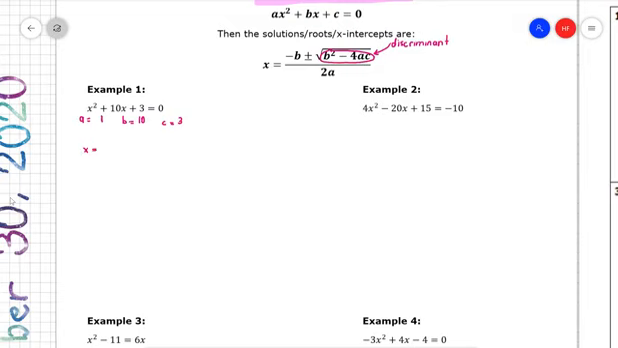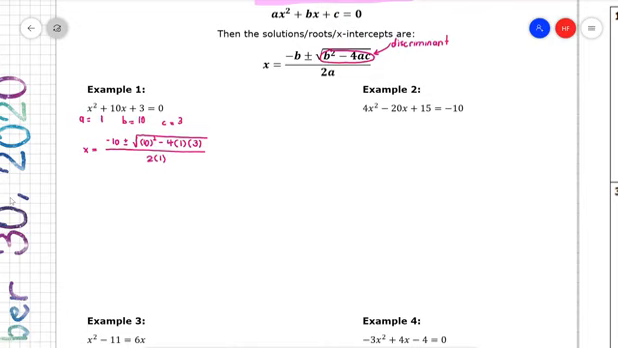X equals negative b plus or minus the square root of b squared, so 10 squared minus 4 times a times c. So that's all underneath the square root. And then everything under 2 times a. So I think the biggest mistake that we make sometimes in the quadratic formula is not including the negative b under the square, on top of the fraction. Make sure that everything is over 2a.